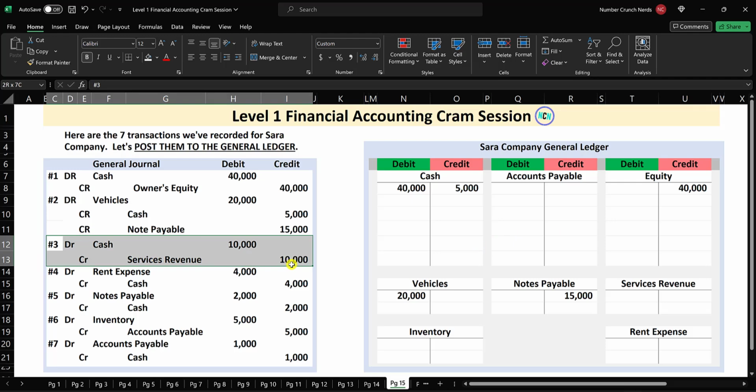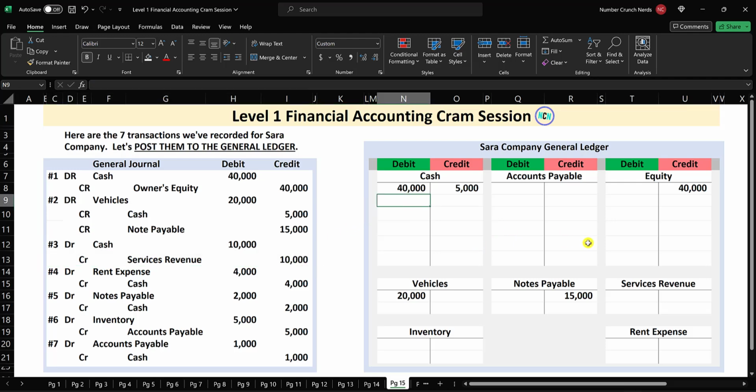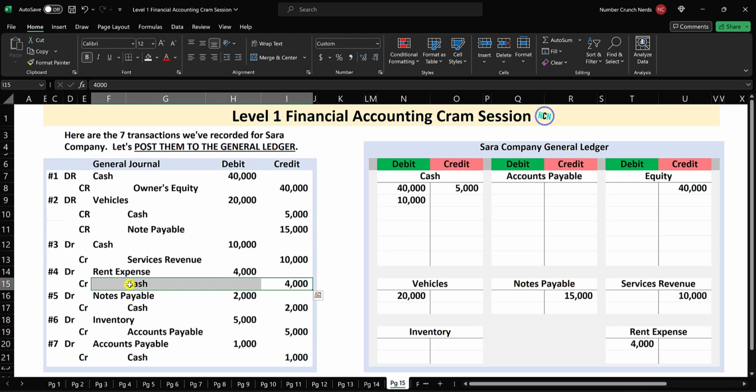Entry number 3 was a debit to cash. So I'm going to go over here and type 10,000. The other side of the entry, services revenue, that's a credit. I'm going to go to the services revenue account and type in 10,000. Rent expense, debit 4,000. I'm going to go here, debit 4,000. Cash went down with a credit. Cash is an asset. Assets go down with a credit by 4,000.